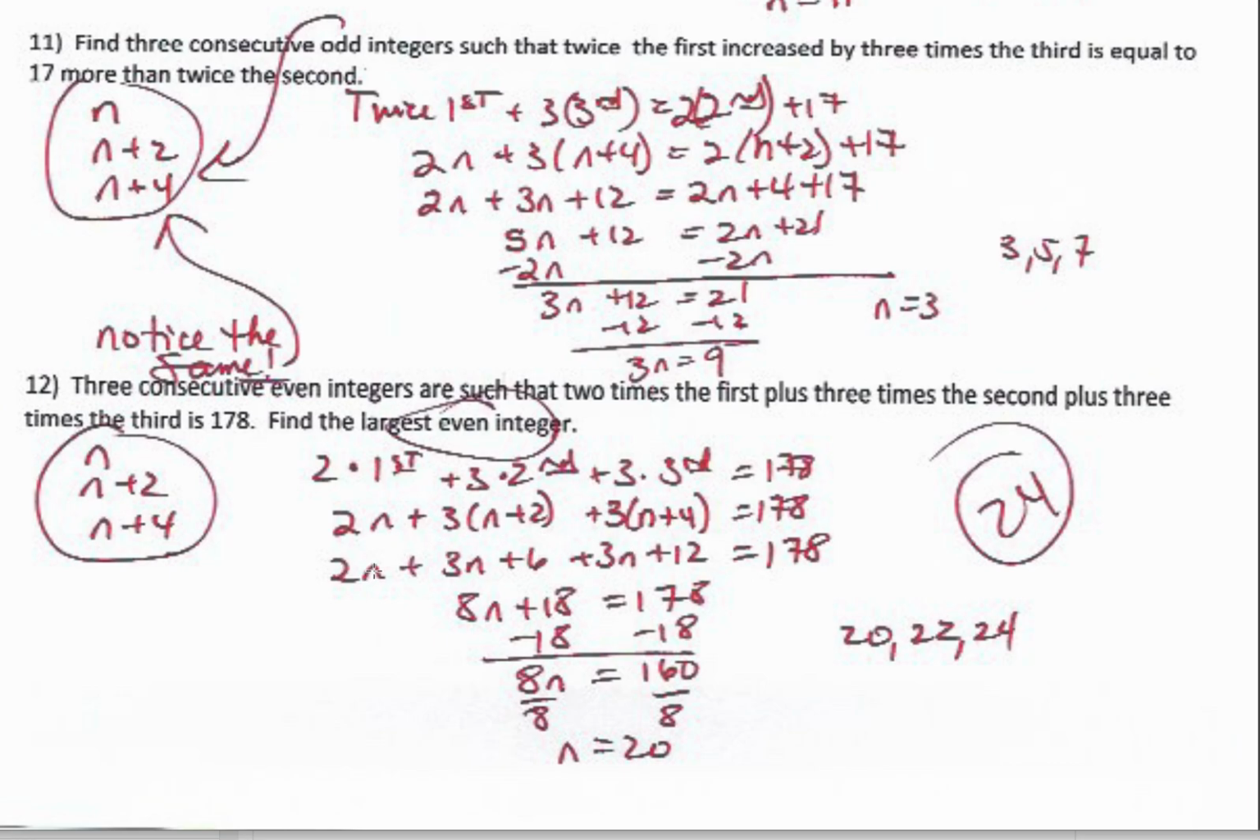Same side, same operation, combine like terms, that's 8 n's. 2, 3, 3 is 8 n's. 6 and 12 make 18. Subtract 18 from both sides to get 160. Dividing by 8, n equals 20. That gives me 22. 20, 22, and 24. But it wants the largest integer, which is 24.